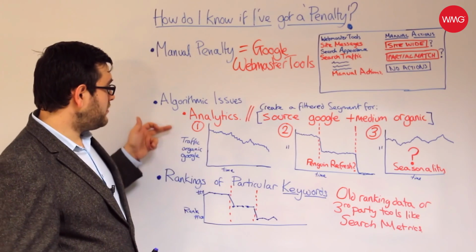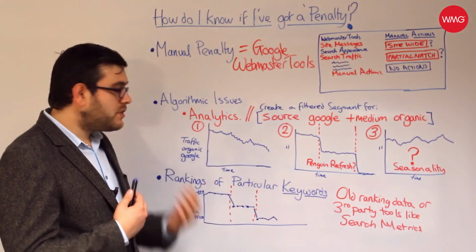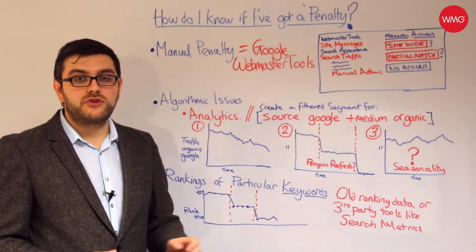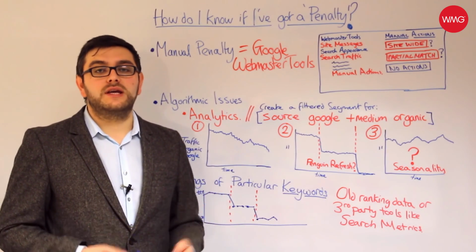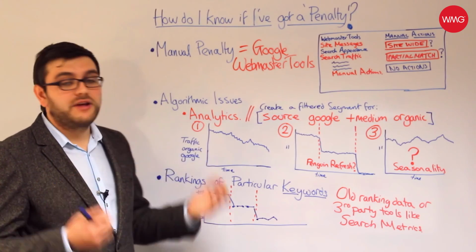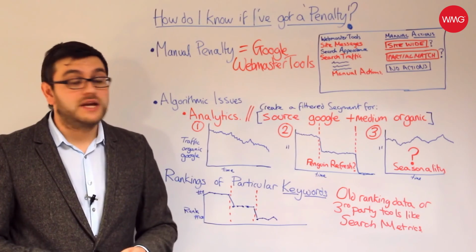So here is an example, number one, of a slow and steady decline. This is really hard to judge because there's no clear pattern of when the traffic dropped. That typically just means your website's not as authoritative as it used to be, and it's having a general decline. That wouldn't necessarily indicate an algorithmic Penguin issue. So more investigation needed, I'm afraid.